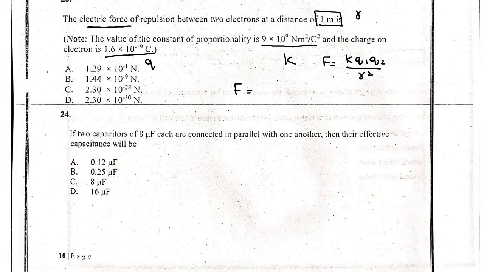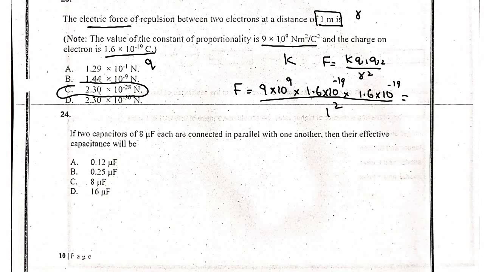So let's substitute the values. F equals K, that is 9 times 10 to the 9, and multiply the charges, that is 1.6 times 10 to the minus 19. Both charges are the same, since both are electrons, so we place 1.6 times 10 to the minus 19 for both charges, divided by distance squared, that is 1. After solving this, we will get option C, that is 2.30 times 10 to the power minus 28.